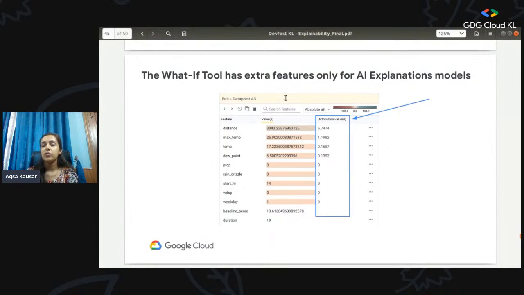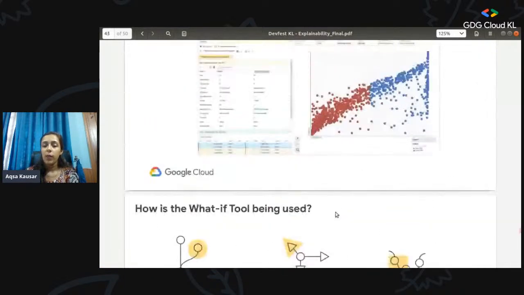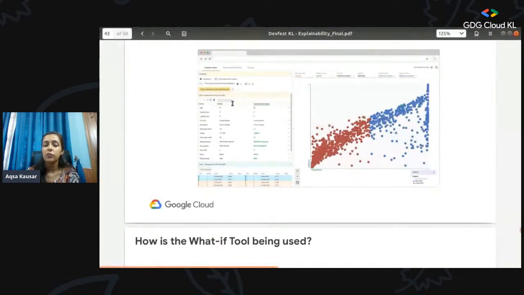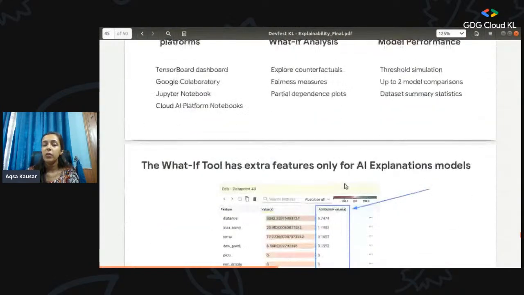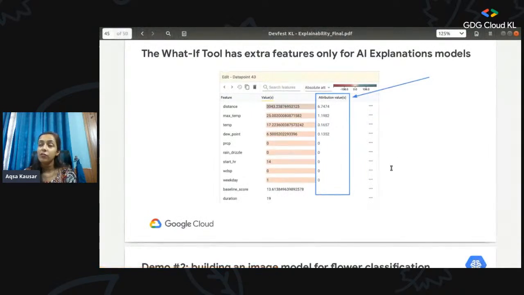So if you also have AI Explanations integrated with your model, you get an extra feature where, as we saw earlier, you get attribution values for each of the features of the data points. By clicking on a single data point here, you will be able to see attribution values for that data point, make changes, play around with it, and see how the attribution values and the model prediction would change. You'll also be able to compare model performance and outputs for a single data point, and see how two different models get different attribution values for the same data point and why.